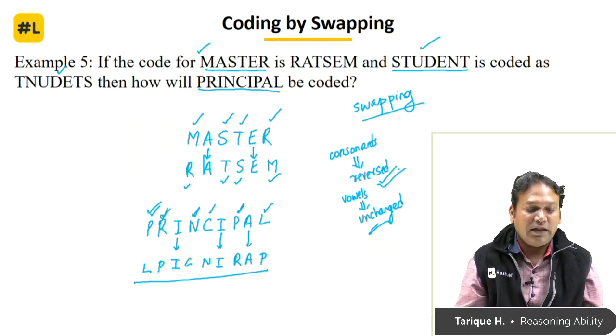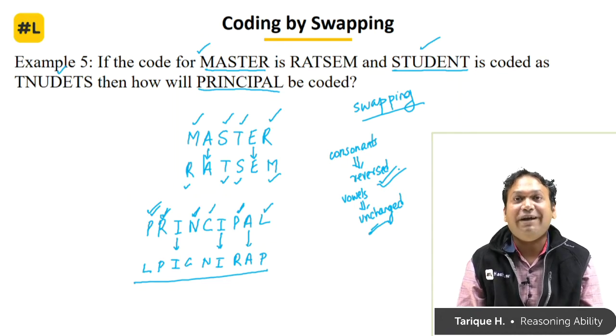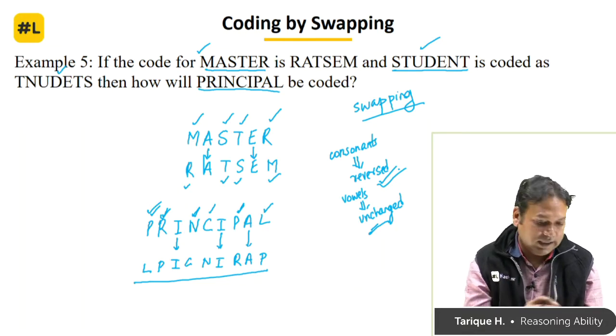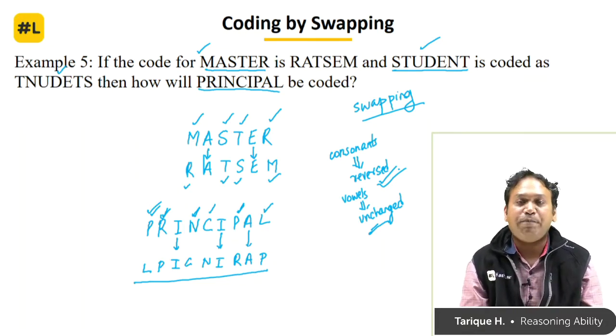Please understand, this is the swapping question where vowels remain unchanged and consonants are swapped. But how do we swap the consonants? By reversing the position. We have to write them in reverse order, the order MSTR has to be made RTSM, right?